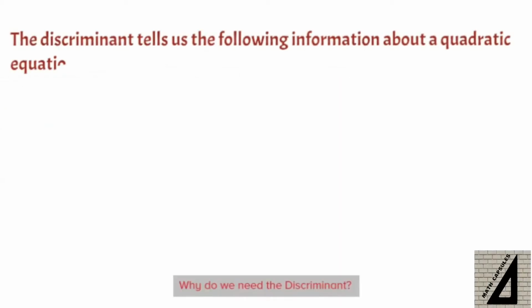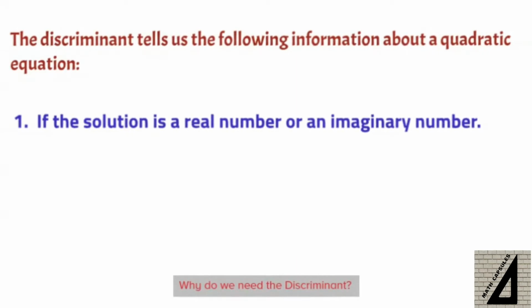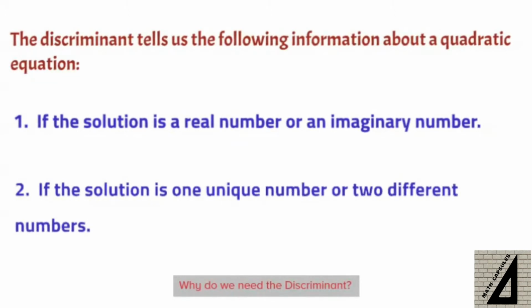The discriminant tells us the following information about a quadratic equation. Number 1, it tells us if the solution is a real number or an imaginary number. And number 2, if the solution is one unique number or two different numbers.